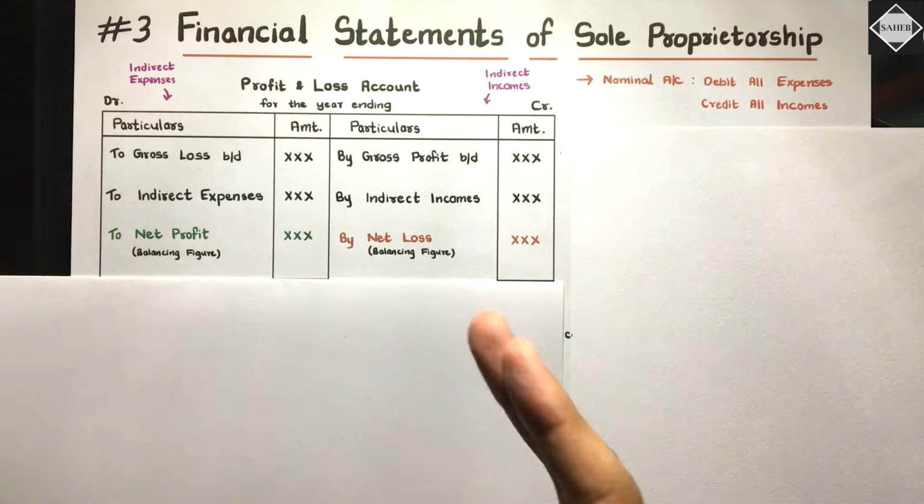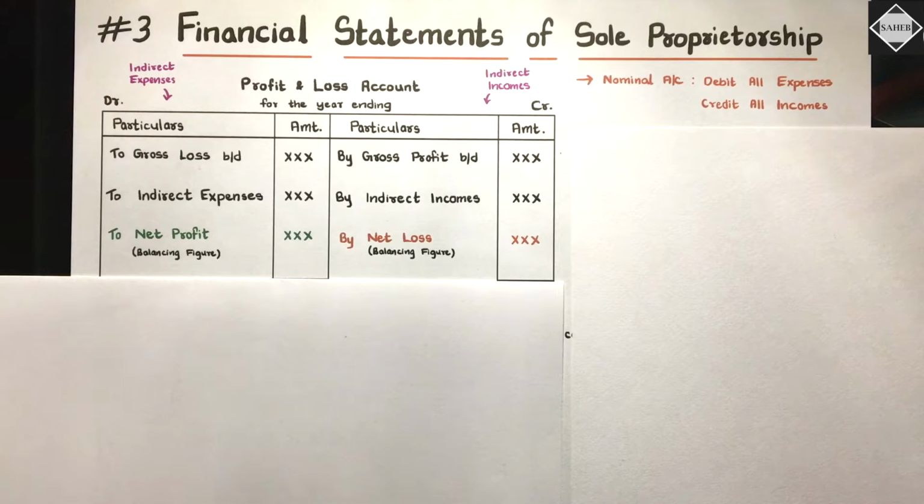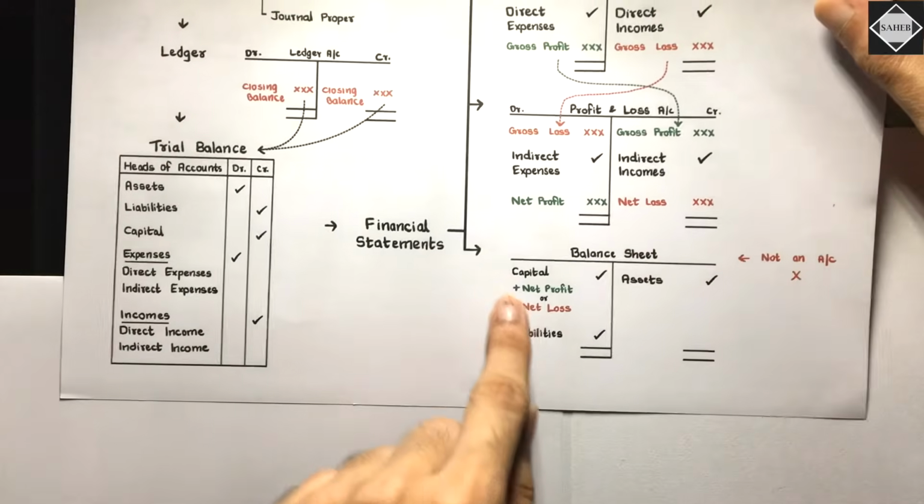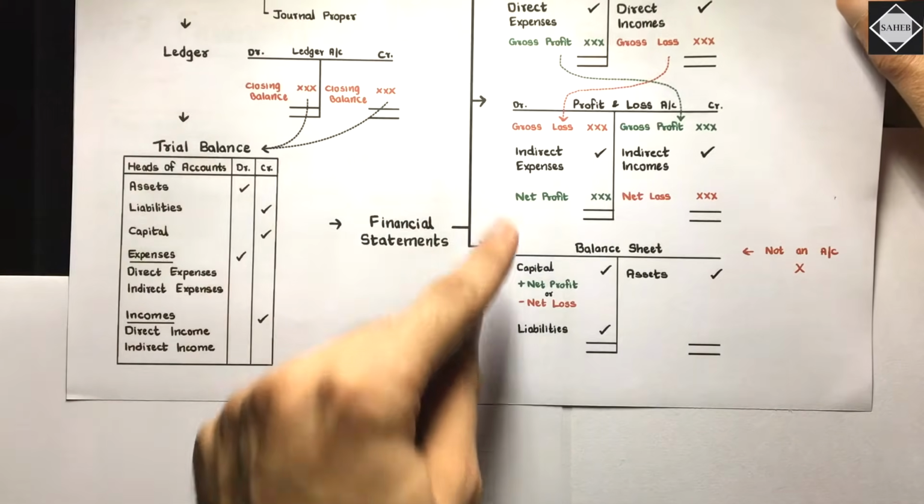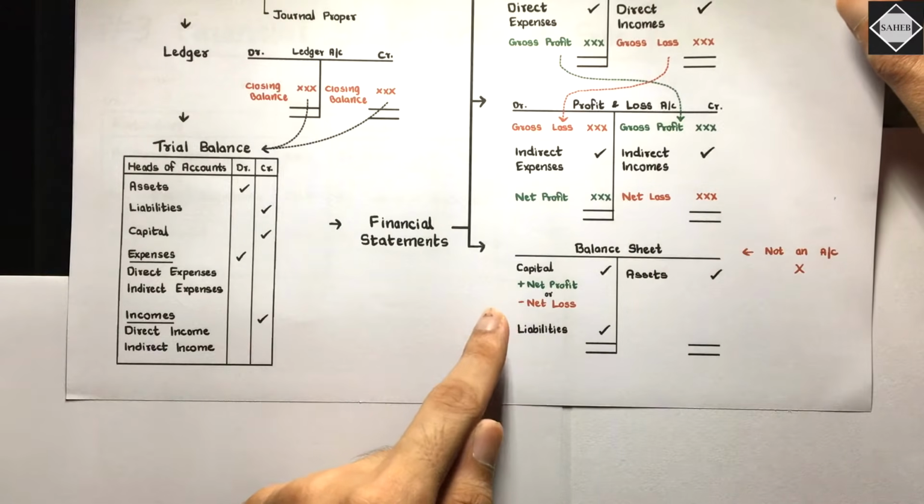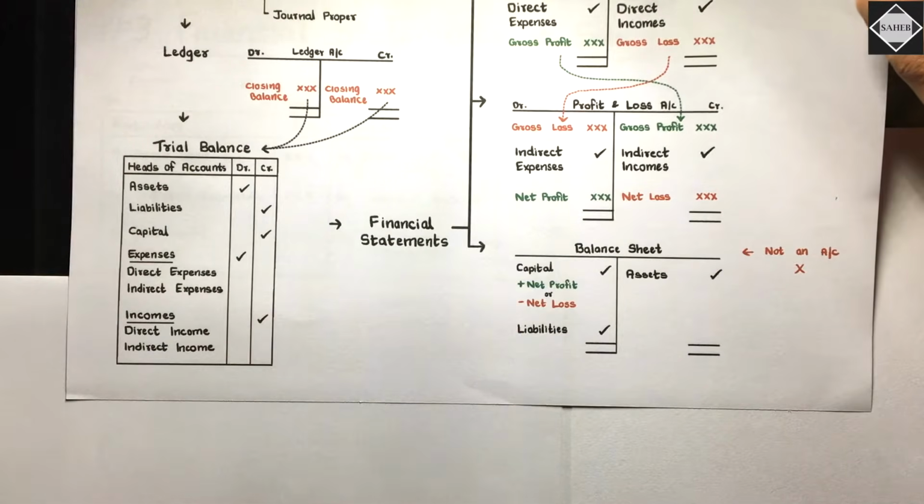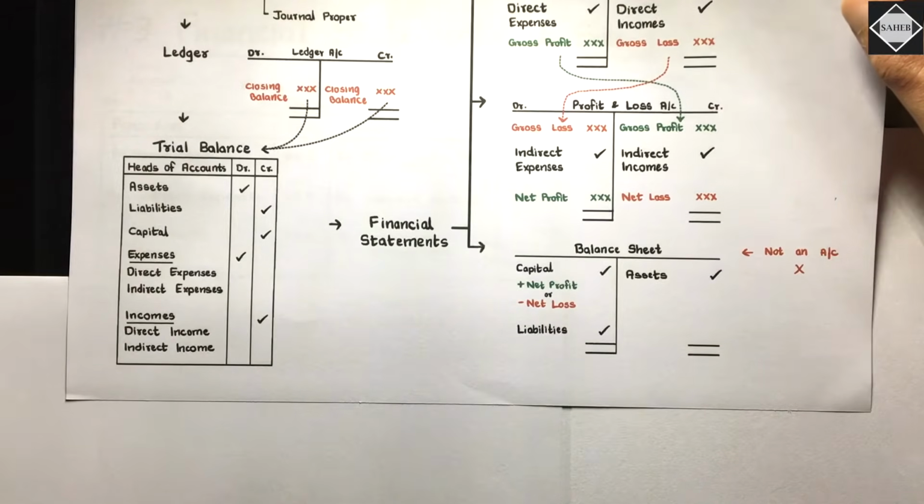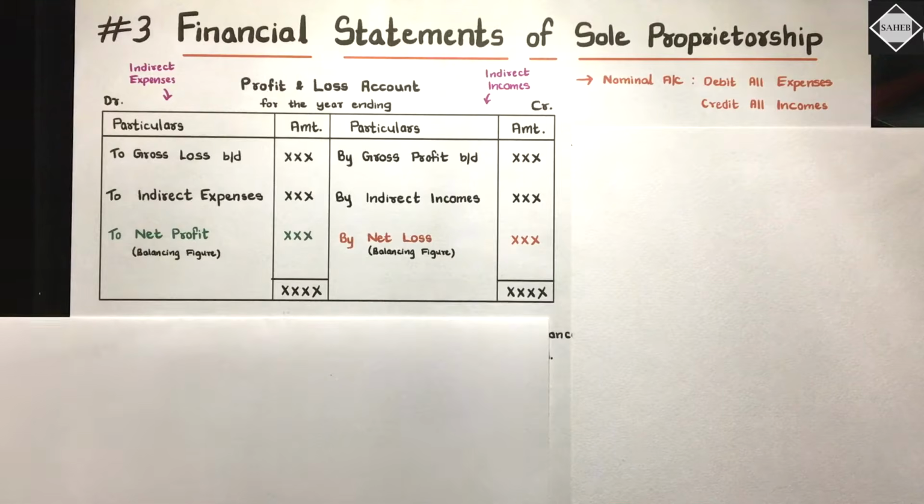What will happen to this net profit or net loss? Understand, net profit or net loss, the ultimate impact will go in the balance sheet into the capital account. If you have net profit, then net profit will be added to the capital. If you have net loss, it will be subtracted from the capital. Is that clear? That's how the impact will flow. You have to understand that properly. Fine, understood. Okay, so this is what a profit and loss account is.